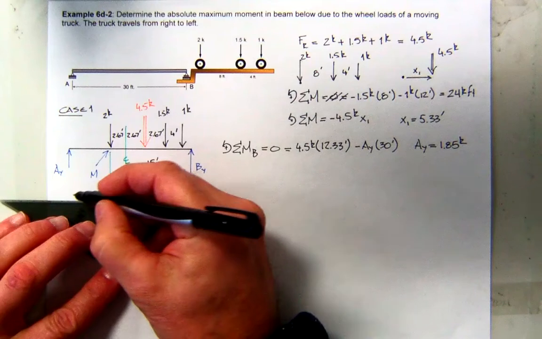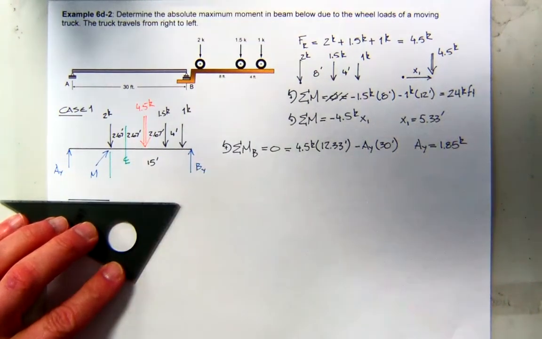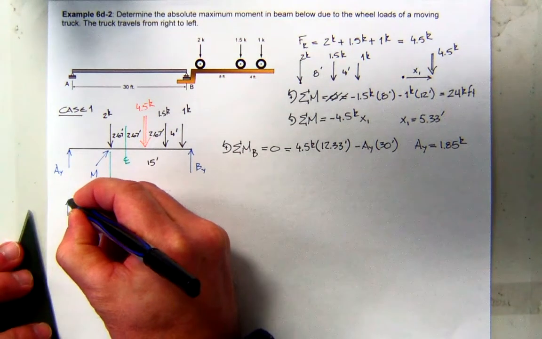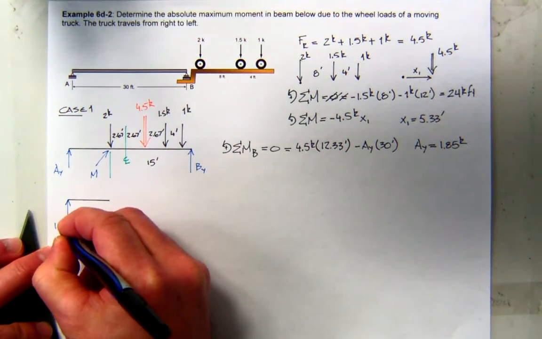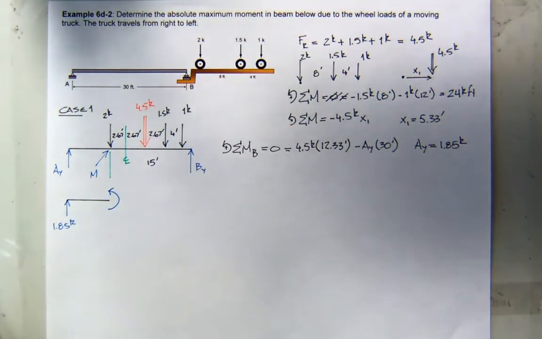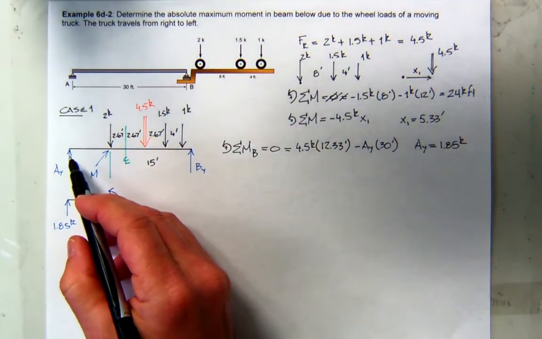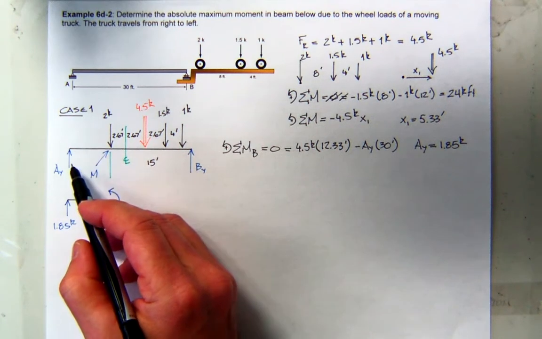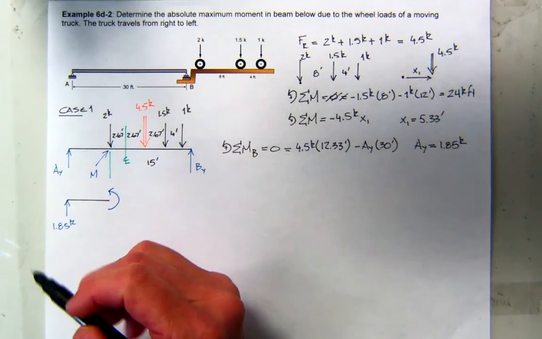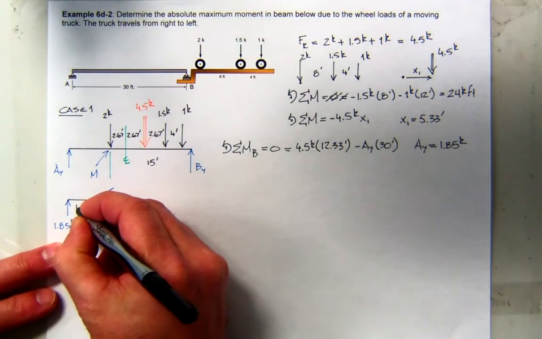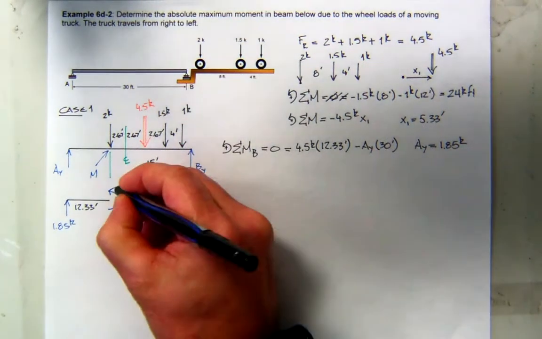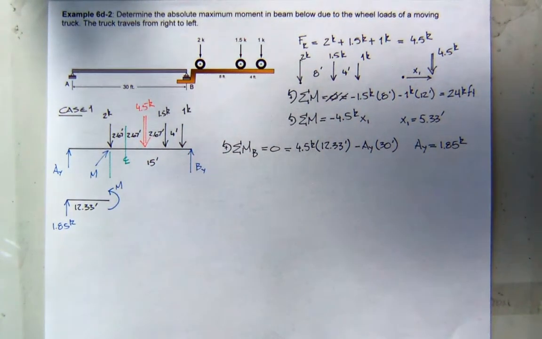So now what can I do? I can actually cut the structure at that point. I know my reaction AY is 1.85 kips, and I'm looking for the moment there. What is this piece of the beam? What's this distance? Which again is the distance from A to the center line, half, or 15 feet, and then I come away 2.67. So again, this is going to be 12.33 feet.